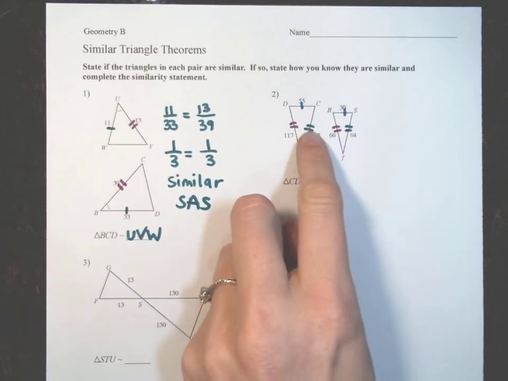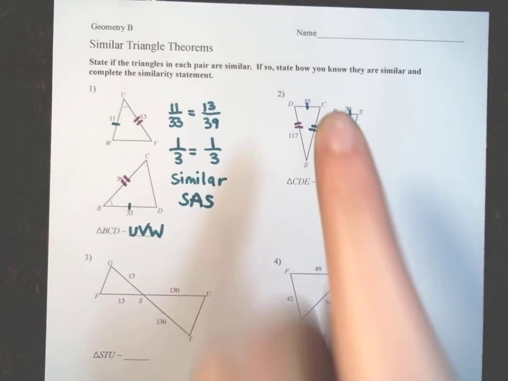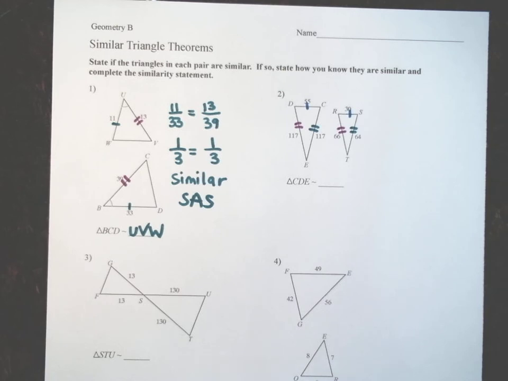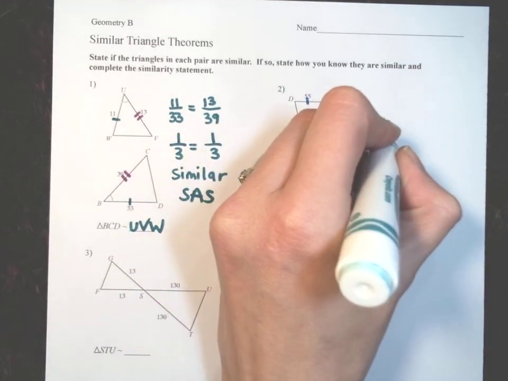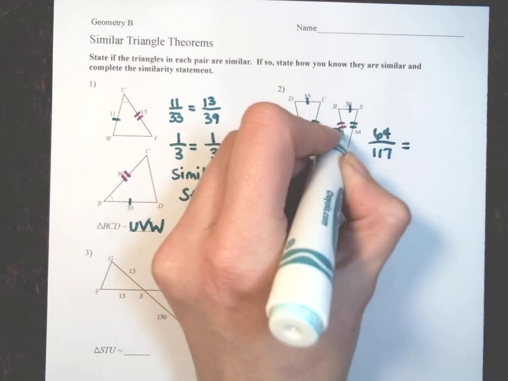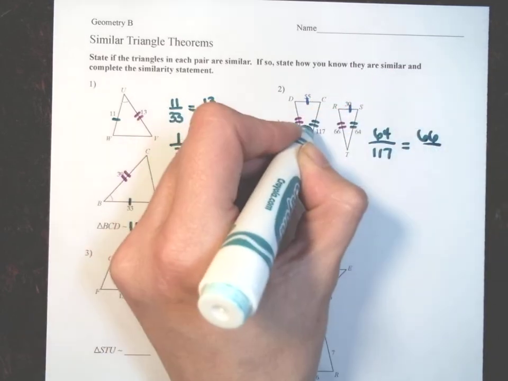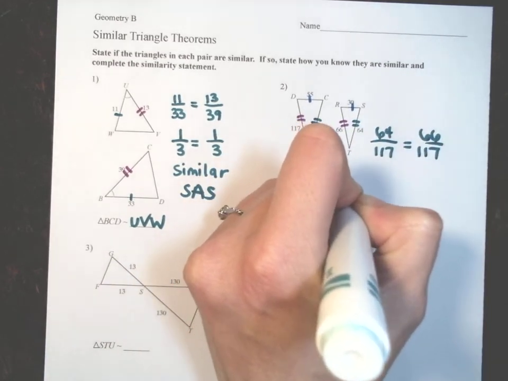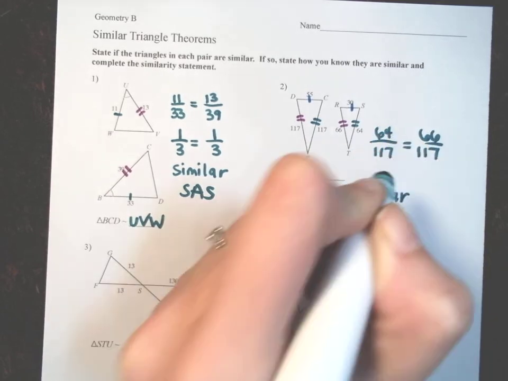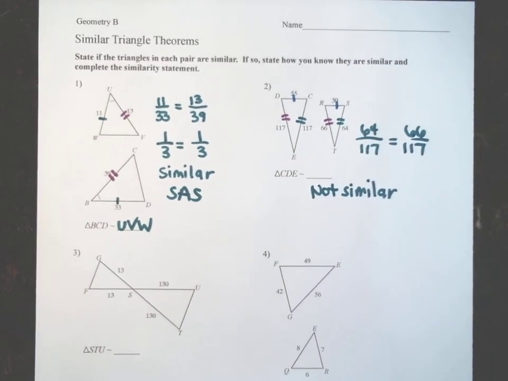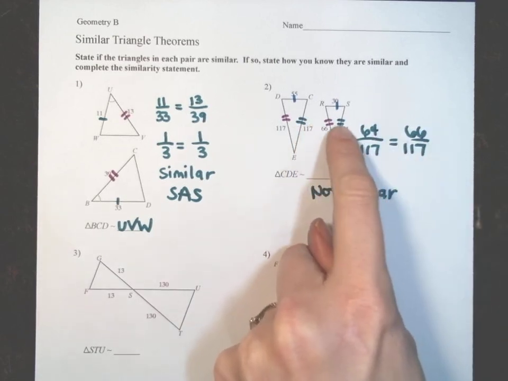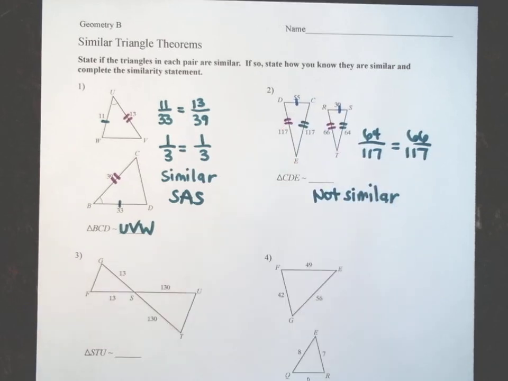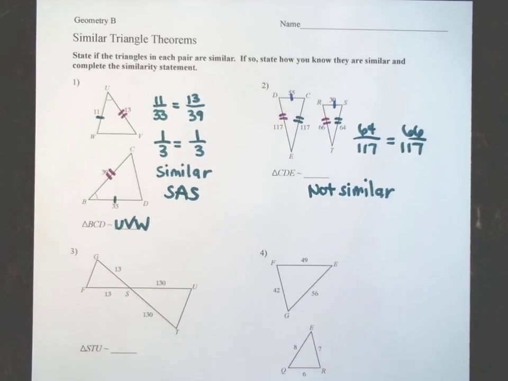So we can just pick two, and I think most of us probably are noticing that 64 corresponds to 117. That should be proportional to our 66 and 117, which it's not, so these are not similar. So side, side, side would not work because this side is not proportional to the other two sides. Okay, go ahead and work on your assignment.